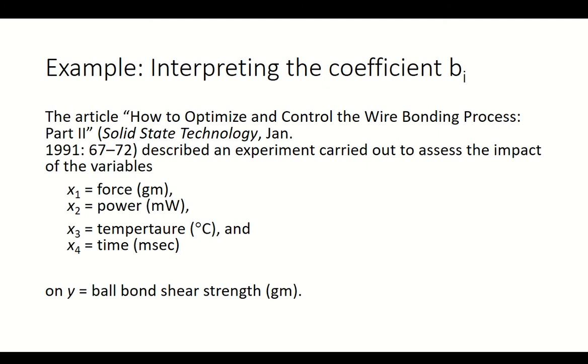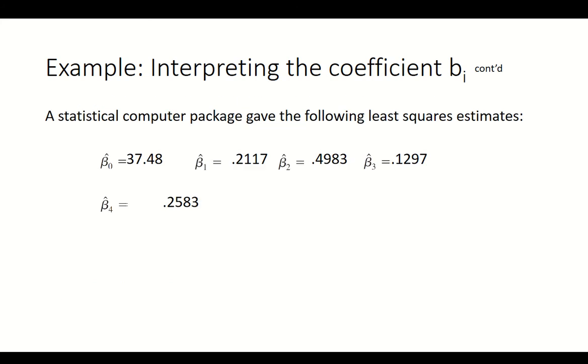And let's do another interpretation, kind of reviewing what the coefficient bi means. So for example, let's suppose we want to optimize some sort of solid state technology, and we have force, power, temperature, and time, and we want to know what the ball bond's shear strength is. And we've got some data, and it turns out that our beta naught hat, beta 1 hat, and beta 2 hat are all given there. The idea is that if you fix all the other variables and change that one in that coefficient, that's going to raise the explanatory value by a certain amount.